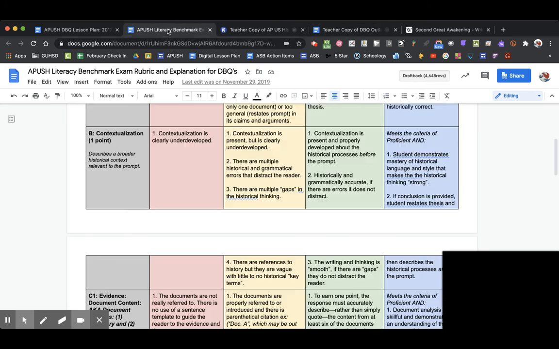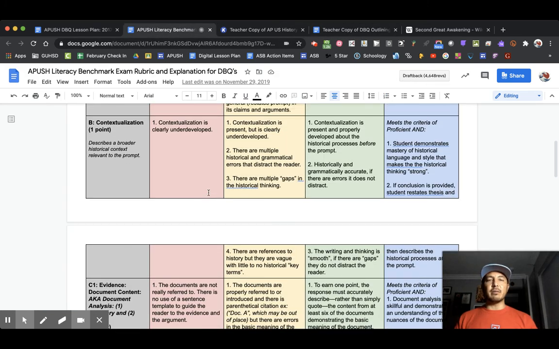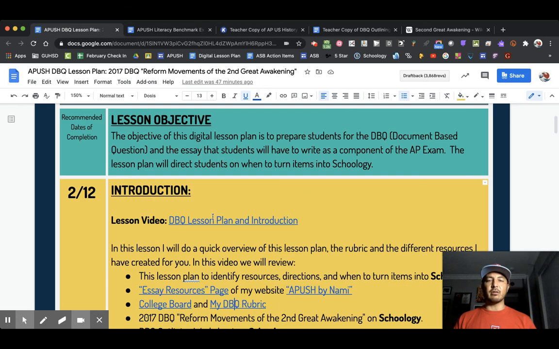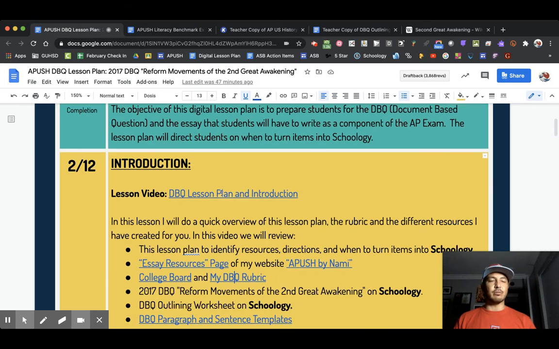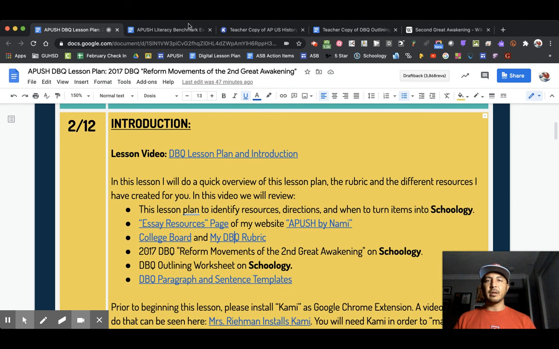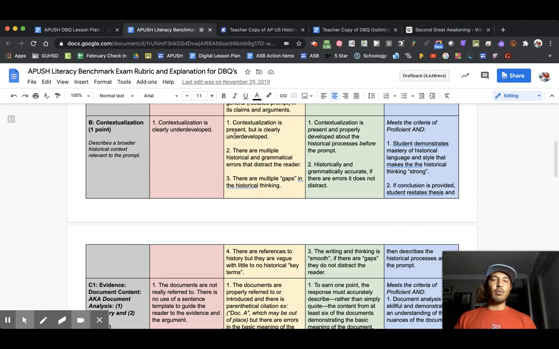When we talk about contextualization, the big thing that I see from students that separates a student from not getting a point over here, and again, if you don't understand this rubric, please go back to the original lesson. I'll go ahead and show you. If you click this lesson video, I'm really going to go through those rubrics a little bit more. But the reason why a student would not get a point here and the students get points over here is usually there's not enough historical key terms.